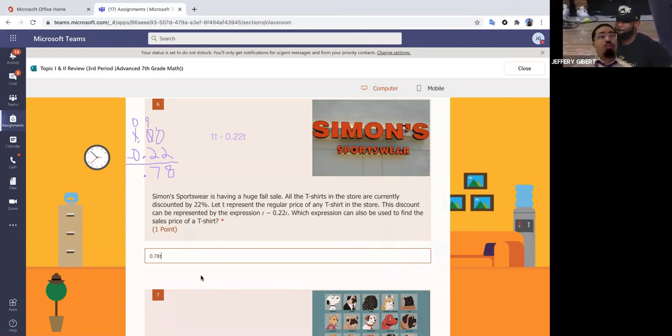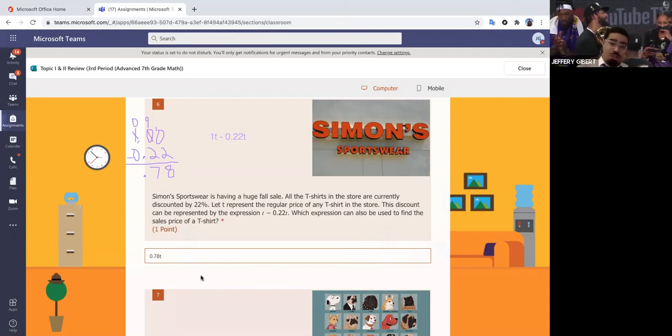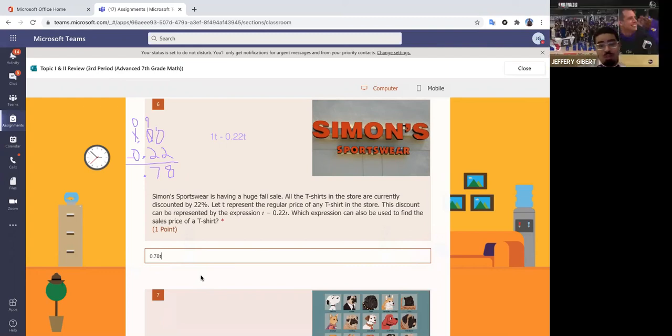All you have to remember for that problem and the previous problem: when they give you the expression and they're telling you to add, you just do 1 plus the decimal. If it's subtraction, you do 1 minus the decimal. There are going to be 2 problems just like that on the test. It's not going to be 0.22 and it's not going to be 0.50, but it's the same concept. You're doing 1 plus the decimal or 1 minus the decimal.